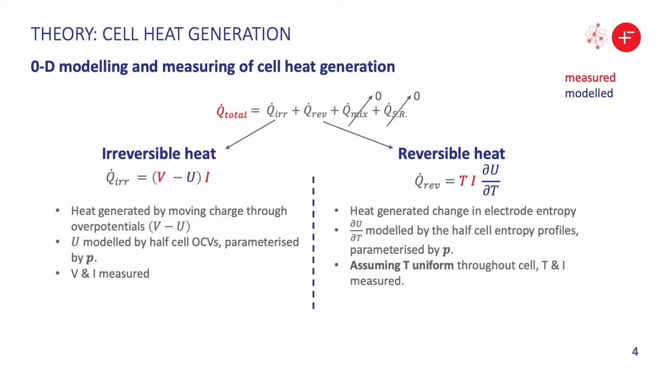The total heat generation can also be measured through the various thermal pathways that heat travels out of the cell. We can then form an optimization problem, which will aim to find the degradation parameters P, which minimize the difference between the measured and the modelled heat generation.